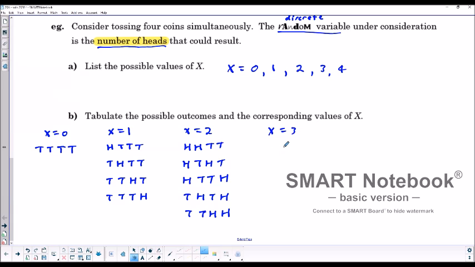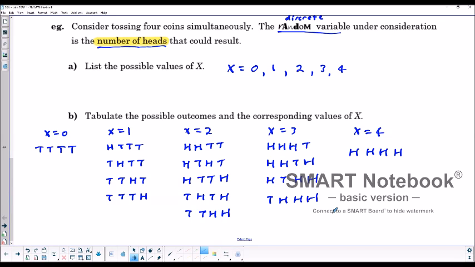And then when x equals three, we'd have head, head, tail, head, head, head, tail, head, head, tail, head, head, tail, head, head, and then tail, head, head, head. Okay, so those are all the possible outcomes. And then when x equals four, when there's four heads, obviously we just get all four heads. Okay, so that's how we would set up the possible outcomes to the corresponding values of x.